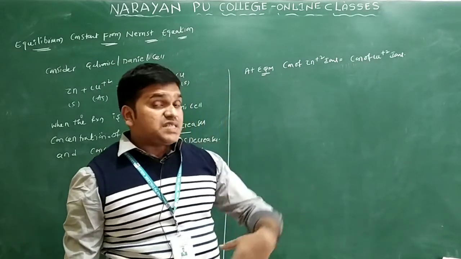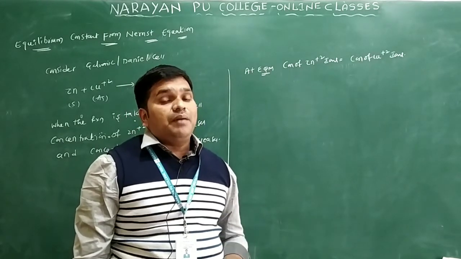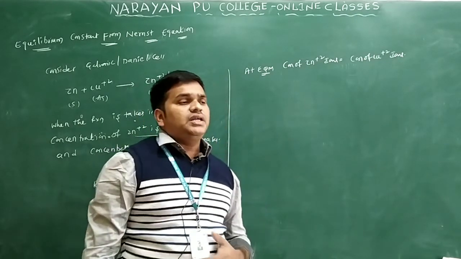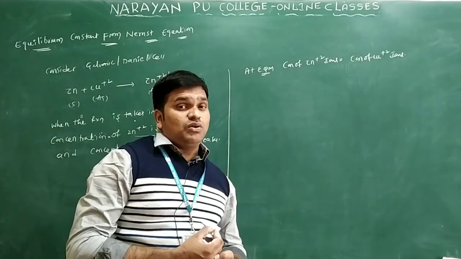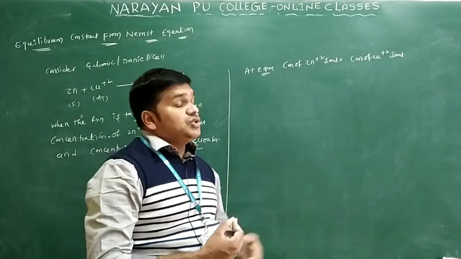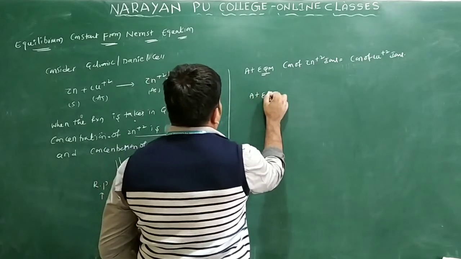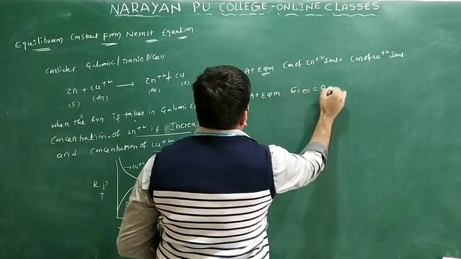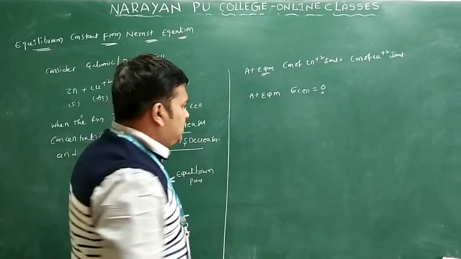Suppose at this point you want to measure the EMF of the cell, then what happens? The E cell value becomes 0 only. Why? There is no net change in the concentration of both Zn plus 2 and Cu plus 2 ions only. So we will write here, at equilibrium, E cell of the reaction becomes 0 only. You know the reaction.